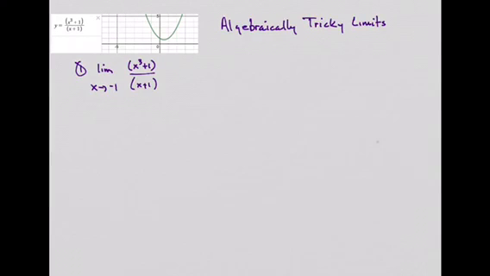Hello everybody, today we're going to look at some algebraically tricky limits, and the first one I'm going to walk you through is the limit as x approaches -1 of the quantity x cubed plus 1 divided by x plus 1. Now if I put in the -1 directly, I would find -1 cubed is -1, plus 1, that's 0, divided by 0, and that's called indeterminate form.